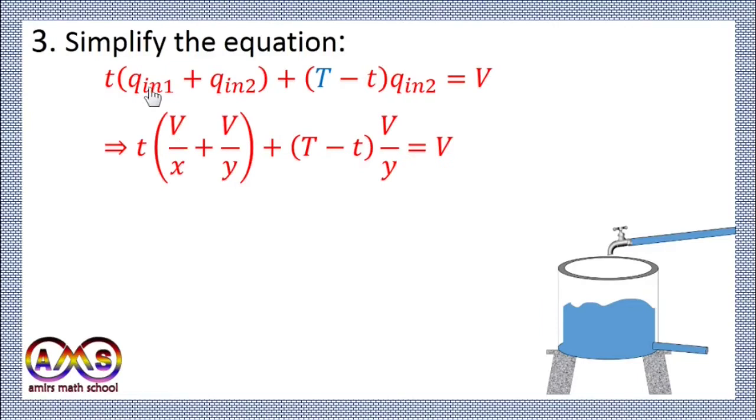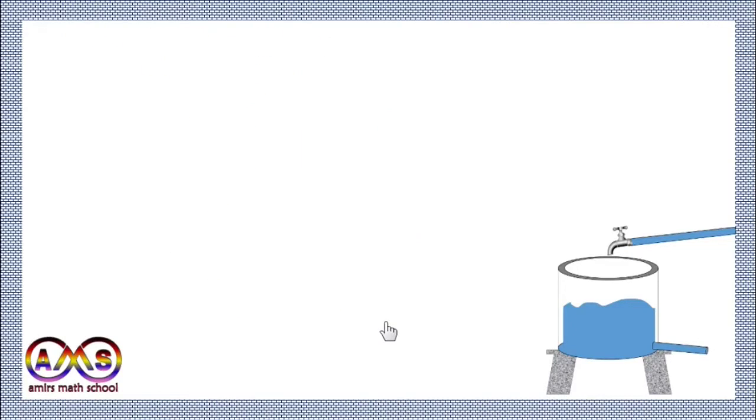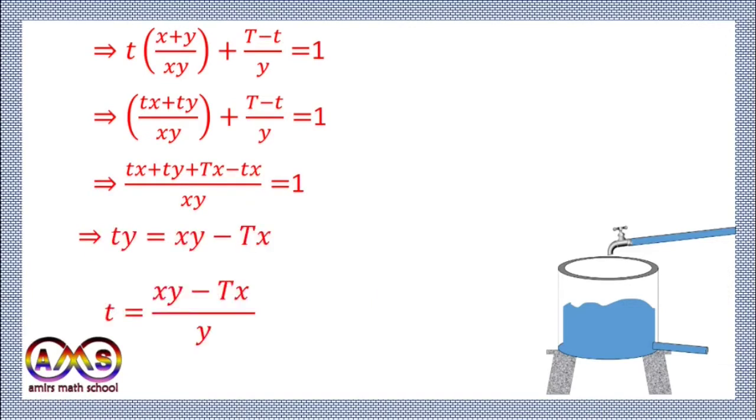The total amount will be the full volume of the tank. So substitute the value of Q in 1, which is V by X, and Q in 2, which is V by Y. Then if we simplify, we get t equal to (XY minus TX) divided by Y. This is our required time. After this time t, the first pipe needs to close to fill the tank with both pipes.